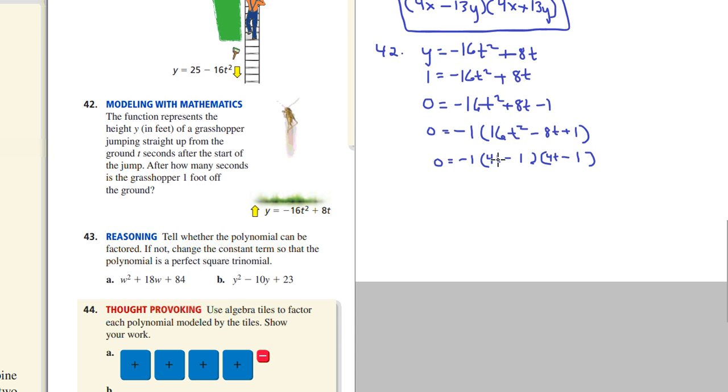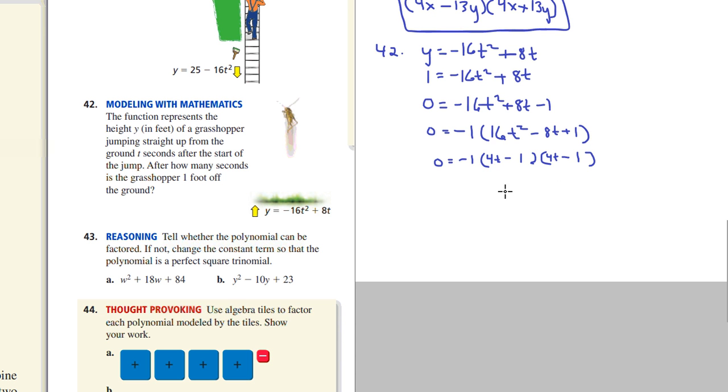So let's double check. Do these binomials multiply to give me that trinomial? So FOIL them out. Multiply the first two, you get that 16t squared. The outside two, you get a negative 4t. The inside two, another negative 4t. They combine to give you negative 8t. And the last two give you a positive 1. So this is the factored form.